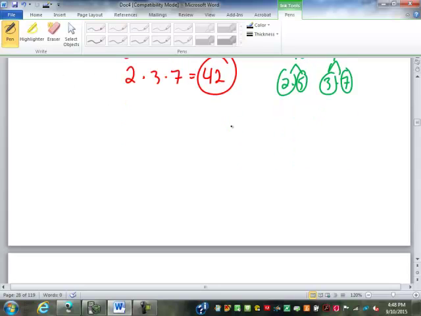I'm going to have you guys try to find the greatest common factor of 88 and 154.